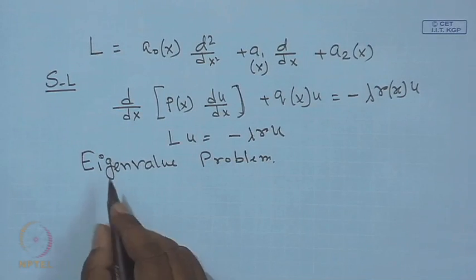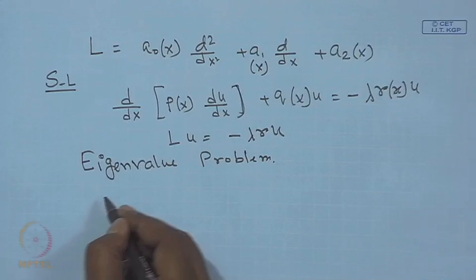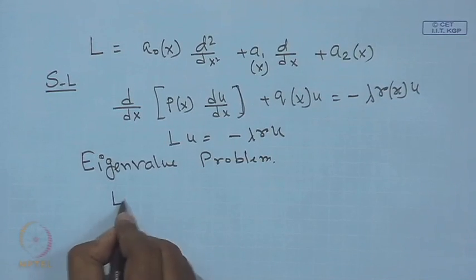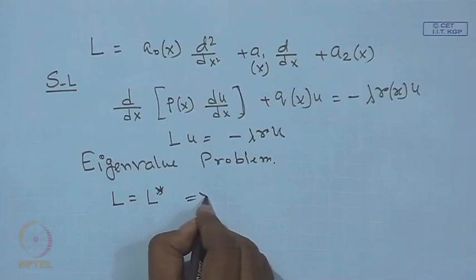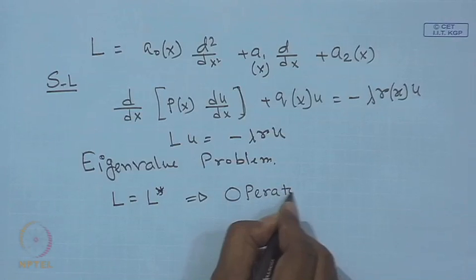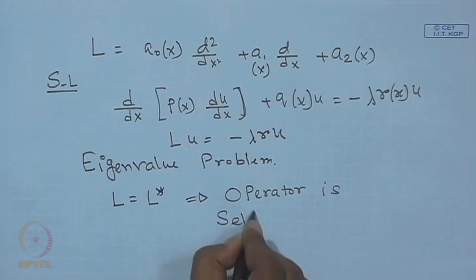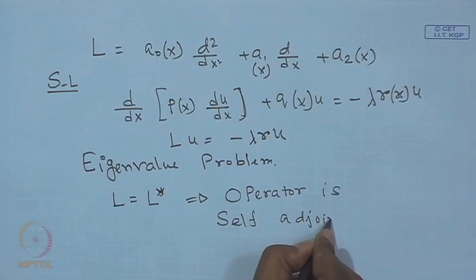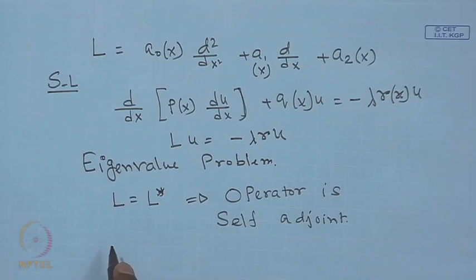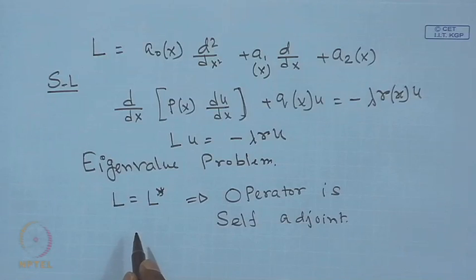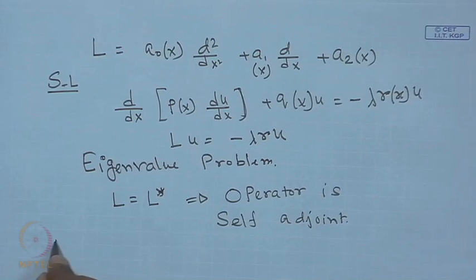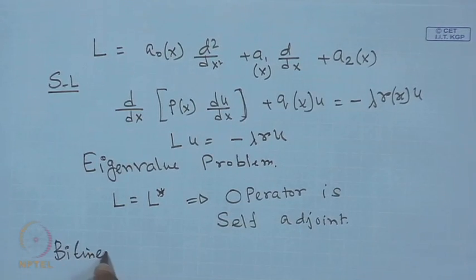We have already seen that L is equal to L star, so the operator is self adjoint. Now, in the earlier class, we have seen that if the system becomes self adjoint, then the operator has to be self adjoint as well as the boundary condition has to be self adjoint. That means the boundary operator must satisfy B is equal to B star. So, for that, what we have to do? We have to examine the bilinear concomitant J(u, v). So, we have to look into the bilinear concomitant.